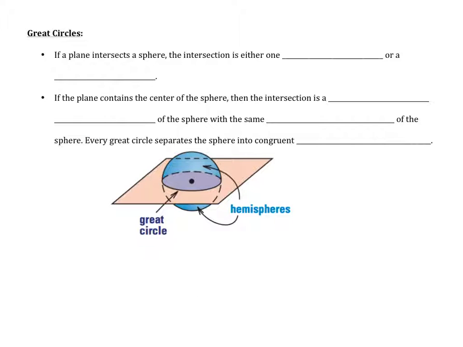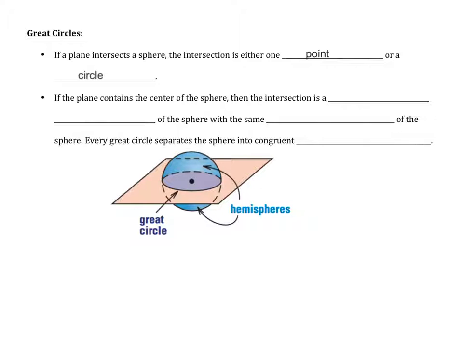Next, we're going to see some more terminology. Within spheres, we have these things called great circles. So let's talk about what those are. If a plane intersects a sphere, so if we're looking at this diagram, we have the sphere and then a plane, so a two-dimensional flat surface is intersecting through the sphere. The intersection is either one point or a circle. So if I just put a flat surface sitting on the outside of the sphere right here, it would just be sitting on one point on the sphere. It would still be intersecting it, but just at one point.